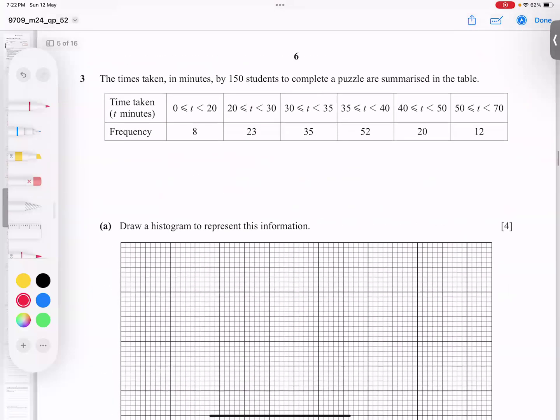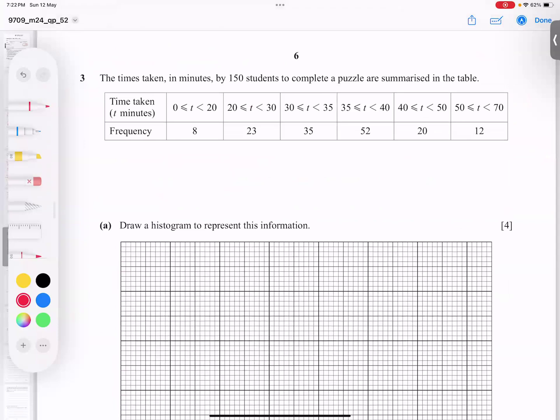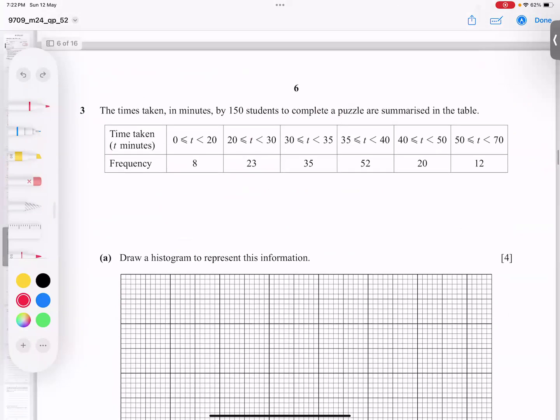The next question is number 3. What question do we have here? The time taken in minutes by 150 students to complete a puzzle is summarized in a table. Students, I want to address something extra: sometimes these numbers are not the same. For example, here 19 and here 20, here let's say 29, here 30, and so on. Here 34, here 35. This kind of question is called discontinuous data. So when discontinuous data comes, and these are not the same, even these are not the same, then what to do?